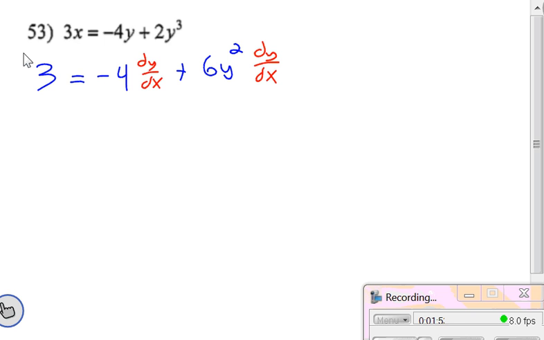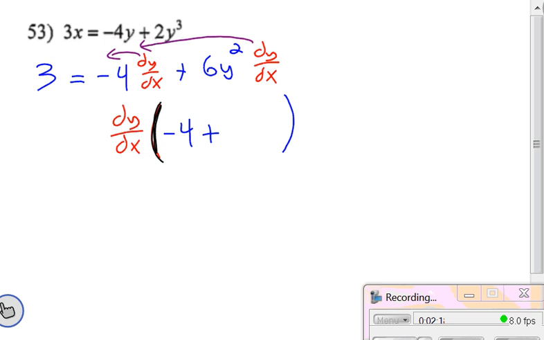Okay, so now we don't have to do step 2 and move things around at all. We got all the dy dx's on the right. We're going to divide them out. So we're going to pull these out in front by dividing them out or undistributing them or factoring them. So we have 1 dy dx, okay, and all the blue stuff is still going to be there. That's negative 4 plus 6y squared. Okay, so now we can solve for dy dx.